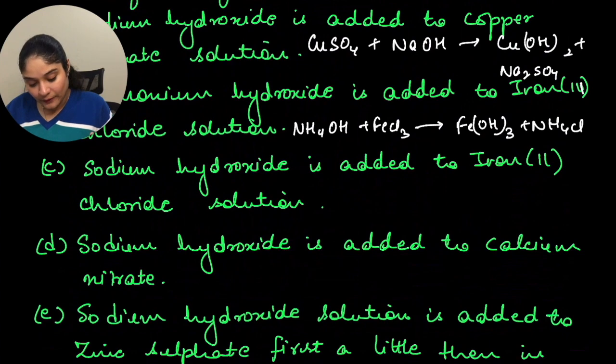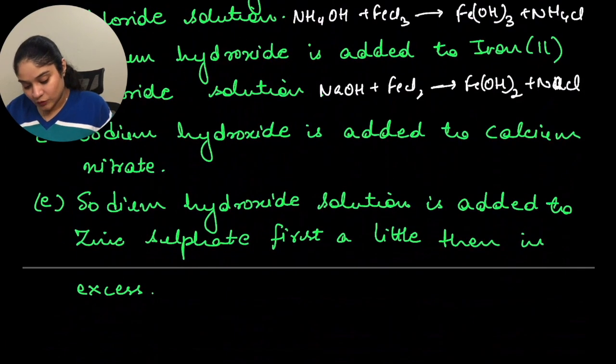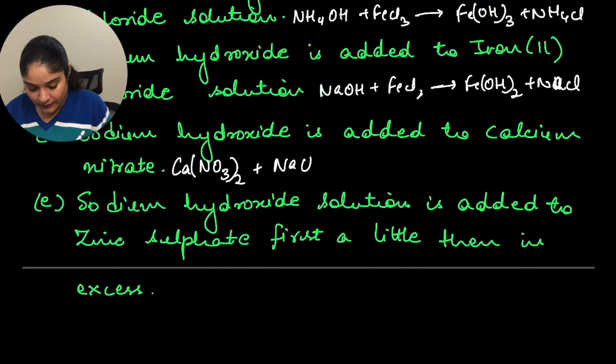Next is sodium hydroxide is added to iron 2 chloride. So that will be NaOH plus FeCl2 giving us Fe(OH)2 plus NaCl. Next is sodium hydroxide reacting with calcium nitrate. So calcium nitrate will be Ca(NO3)2 plus sodium hydroxide NaOH, which will give you Ca(OH)2 plus NaNO3.